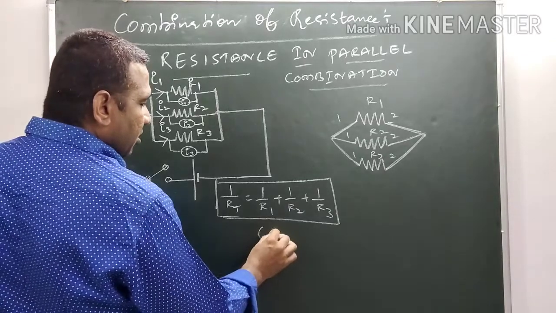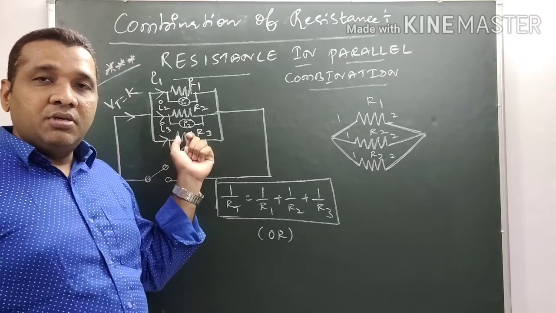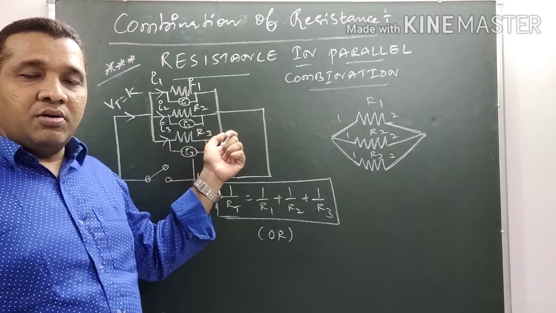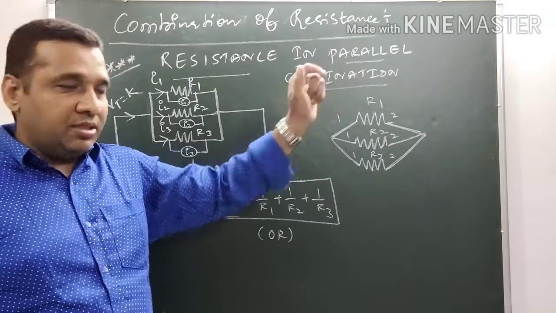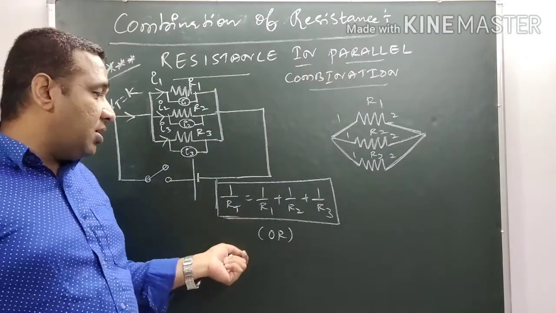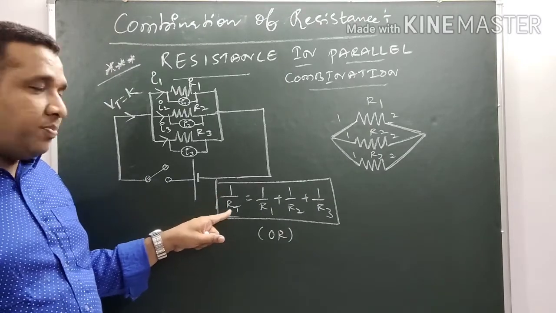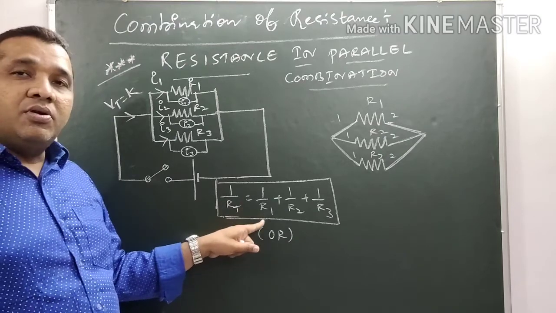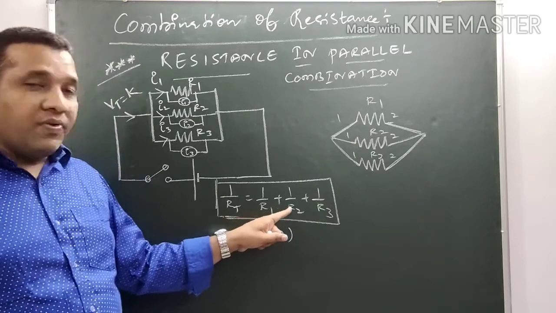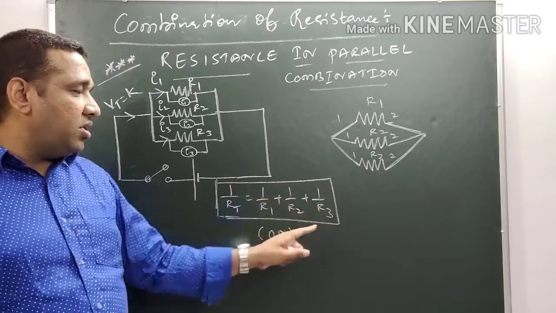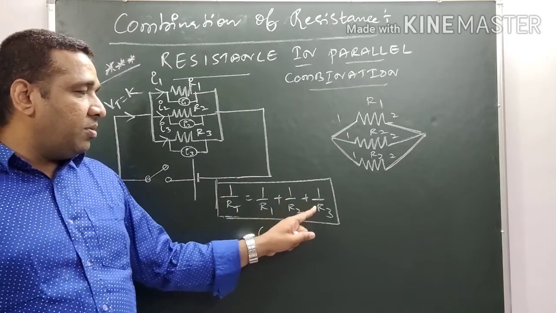Or sometimes he may ask for the statement we consider for the series combination also. For series combination, the total resistance is equal to the sum of individual resistors, RT is equal to R1 plus R2 plus R3. For parallel combination, what is the statement? The reciprocal of total resistance is equal to the sum of reciprocals of individual resistors. So the equation can be represented as 1 by RT is equal to 1 by R1 plus 1 by R2 plus 1 by R3.